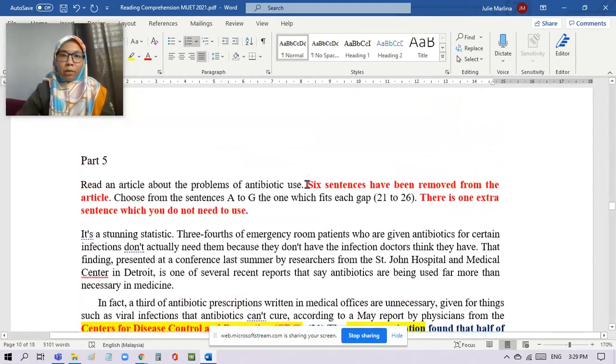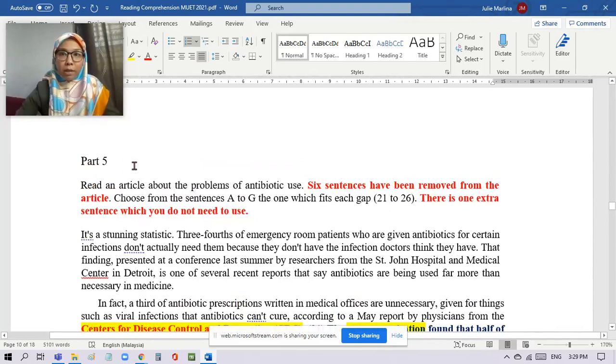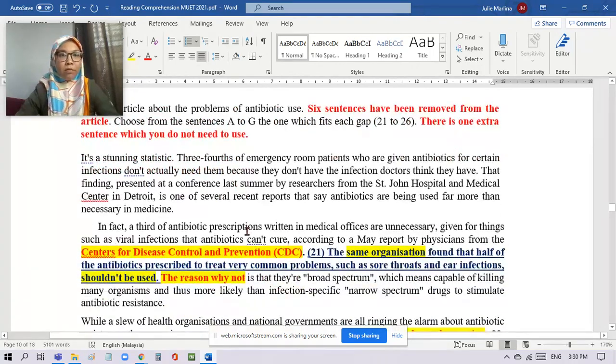So let's look at part 5. This is the part that you are having a problem with. As you can see here, the instruction is to read an article about the problems of antibiotic use. Six sentences have been removed from the article, and you choose from sentences A to G which one fits each gap, 21 to 26. There is one extra sentence that you shouldn't use, it's wrong. So they give you one wrong answer over there.